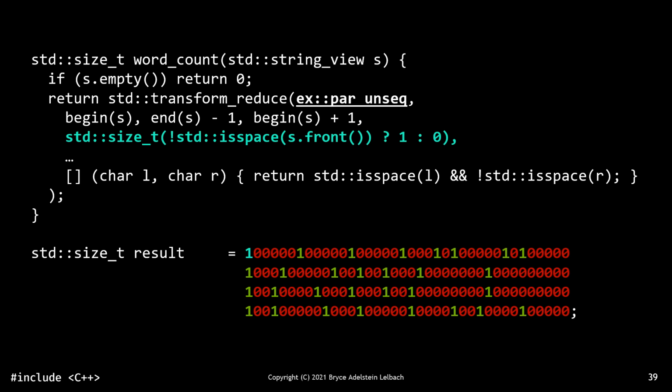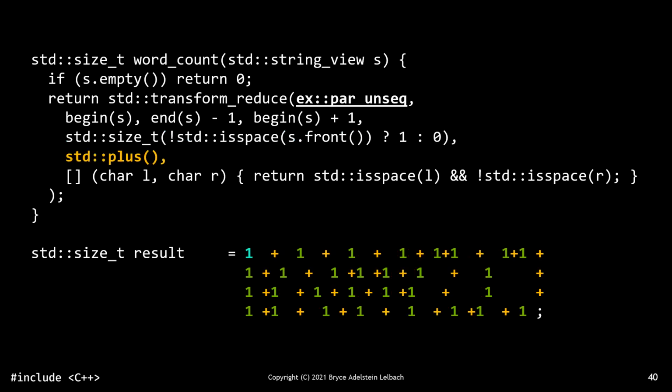But what about the first character of the string? We never actually test it with our transformation function. We start at the second character. So, we account for the first character in the initial value of the reduction. Our reduction operator is just plus. After the transformation, we have a sequence of bools. Summing that sequence into an integer will give us the word count.